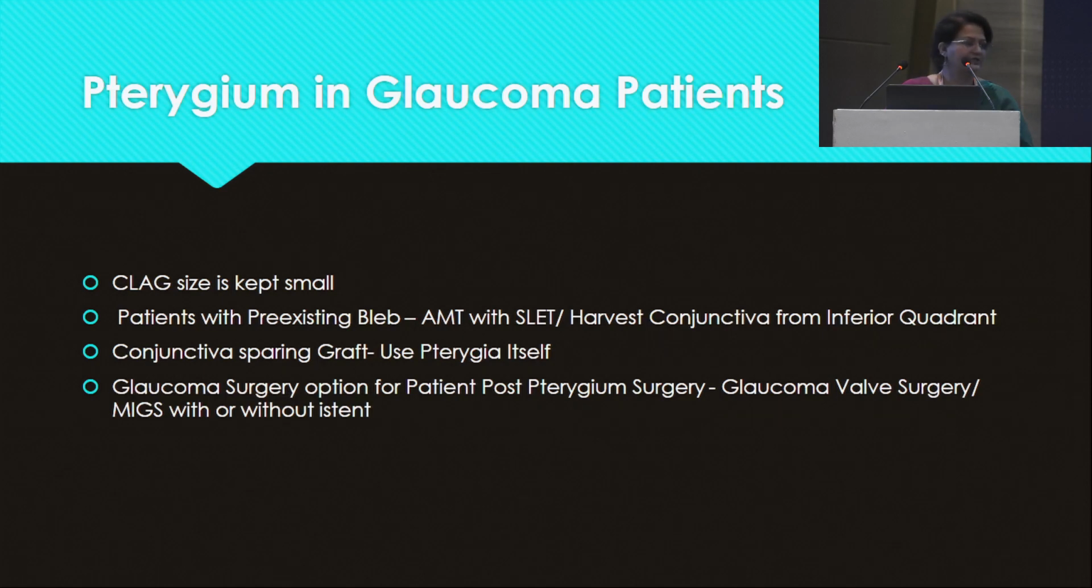other techniques which just now Dr. Vibhuti had described. Now, suppose we are not adept at all those procedures. Then using the conjunctiva of the pterygia itself is an option. So we can use that. And in certain patients where you have to do glaucoma surgery and there is history of the patient being post-pterygium, then it is better to go for other options of glaucoma surgery like a valve surgery or a minimally invasive glaucoma surgery with or without stent, because such patients have a very high risk of failure of the bleb because of scarring superior part.